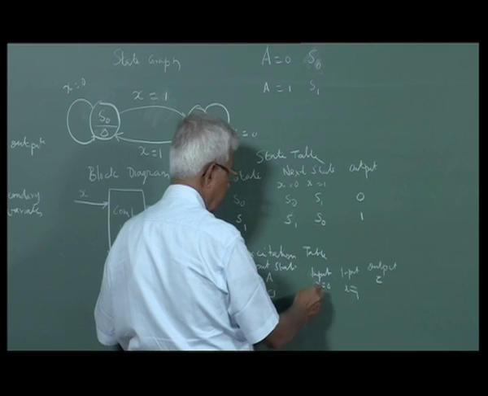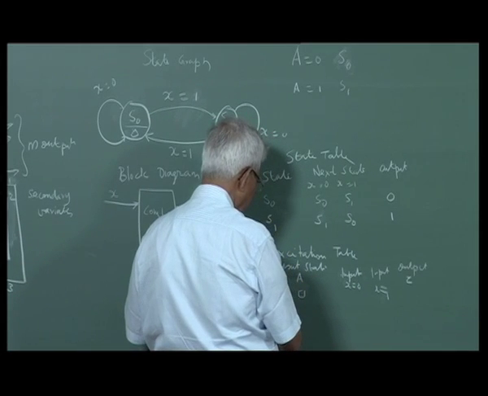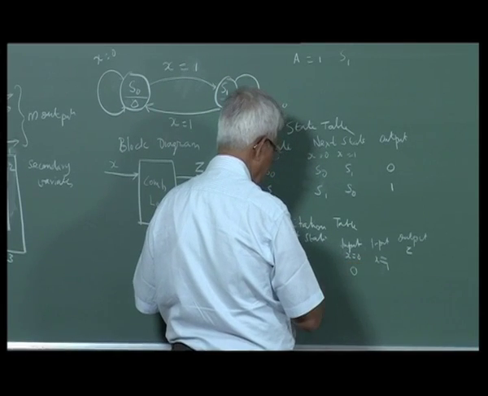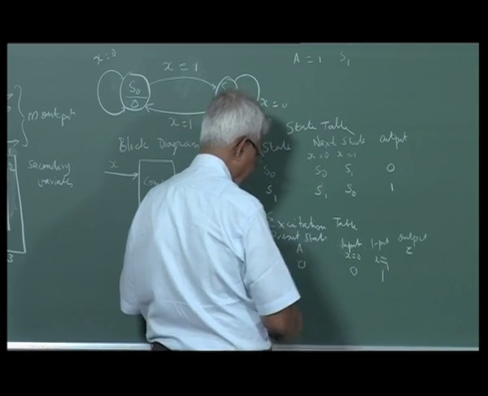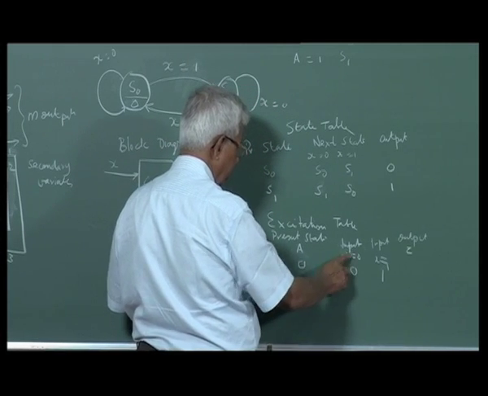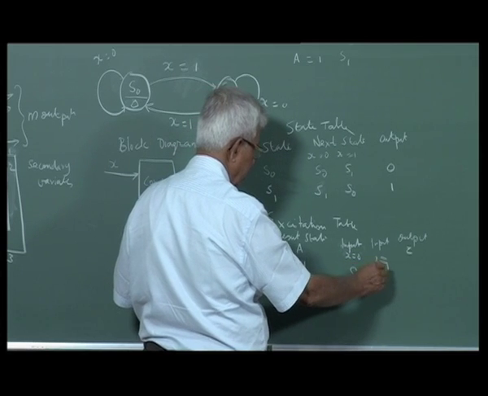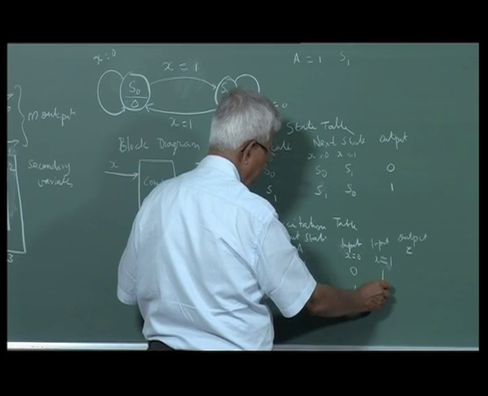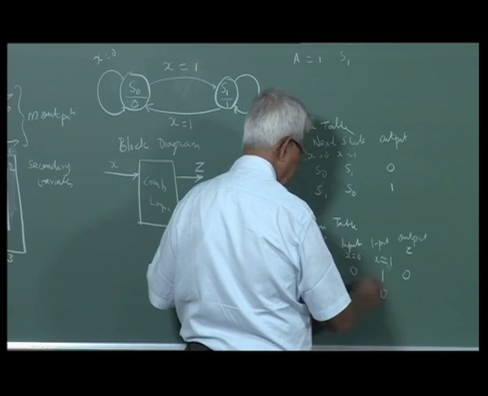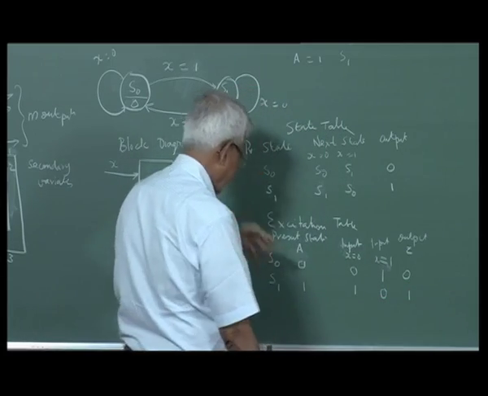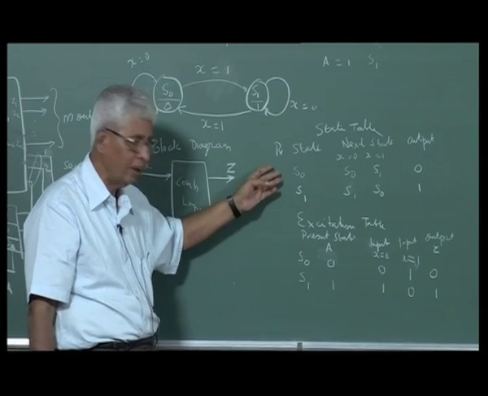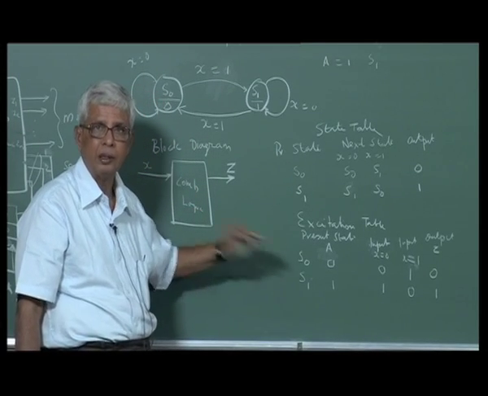If you are in state S0 and input is 0, you remain in state 0. If x is 1, you go to 1. In S1, A is 1, x equal to 0, you remain in 1; x equal to 1, you go to 0. And in S0 state the output is 0, in S1 state the output is 1. This is required for me to implement the logic, because the state graph cannot tell me anything about the logic that is required. This will give me the logic required.